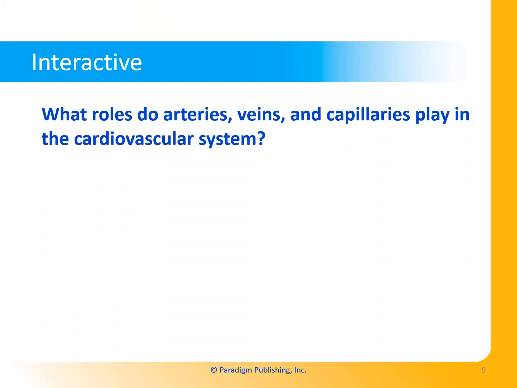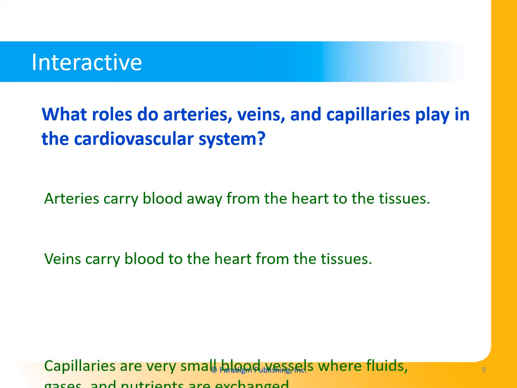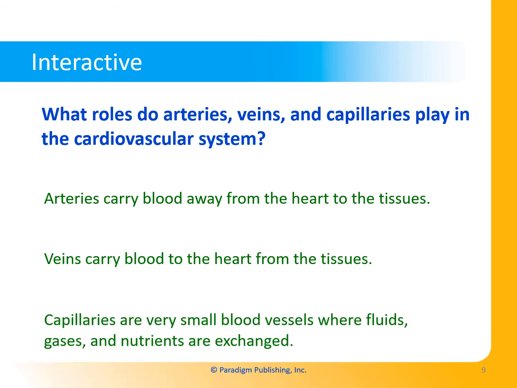So what roles do arteries, veins, and capillaries play in the cardiovascular system? Arteries carry blood away from the heart to the tissues. Veins carry blood to the heart from the tissues. And capillaries are very small blood vessels where fluids, gases, and nutrients are exchanged.